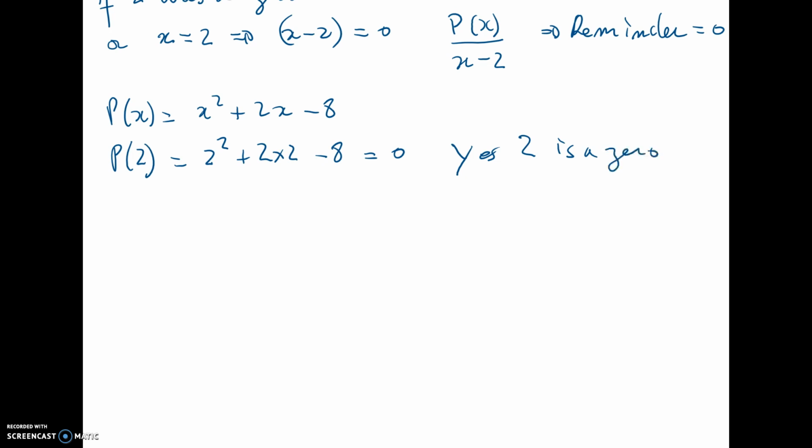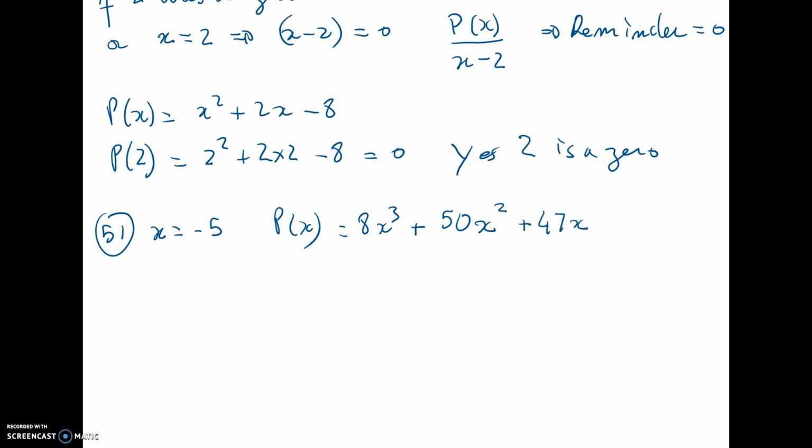Now, if I do problem number 51, is x equal negative 5 a 0 of the polynomial? The polynomial we are talking about is 8x cubed plus 50x squared plus 47x plus 15. Well, p of negative 5 equals 8 times negative 5 cubed.